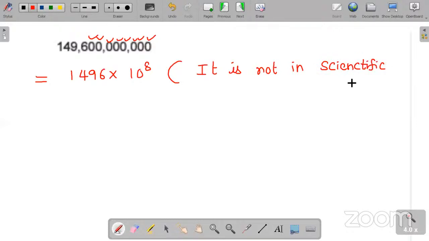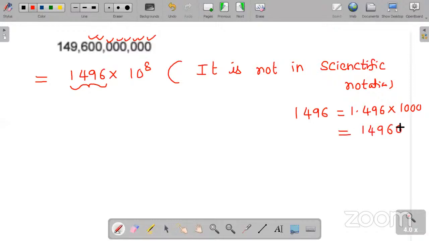So how to express this as scientific notation? There must be a single digit, which means we need to make it 1 point something. 1496 can be written as 1.496 times 1000, which has 3 zeros. If you multiply by 1000 you get 1496 again. So 1000 can be written as 10 to the power of 3.